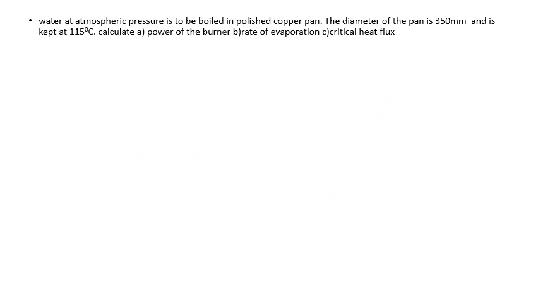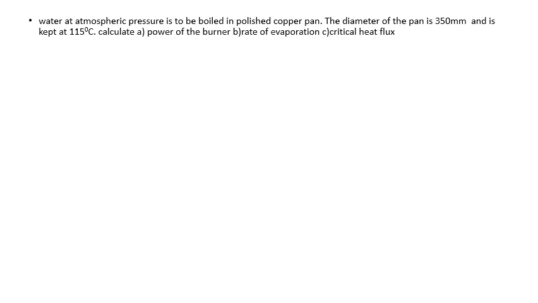The next problem is: water at atmospheric pressure is to be boiled in a polished copper pan. The diameter of the pan is 350 mm and is kept at 115 degree centigrade. We are supposed to calculate first the power of the burner, second the rate of evaporation, and the third the critical heat flux.